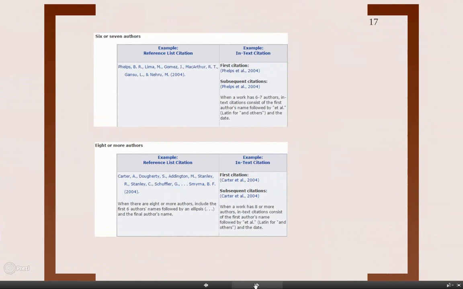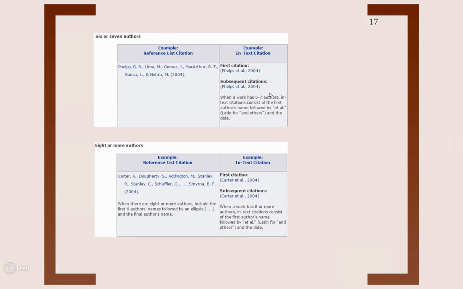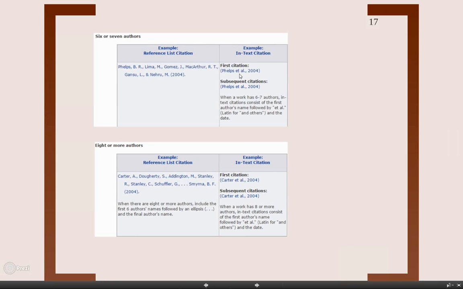So 6 or 7 authors. When you have 6 or 7 authors, in your in-text citation, you do not list all of the authors. In the first citation, you list the first name, he's probably the primary researcher. So you have Phelps et al. Subsequent citation, the exact same thing, Phelps et al. And then in your reference list, you list all of the authors. So you always list last name, first initial, all the way through to 7 authors.